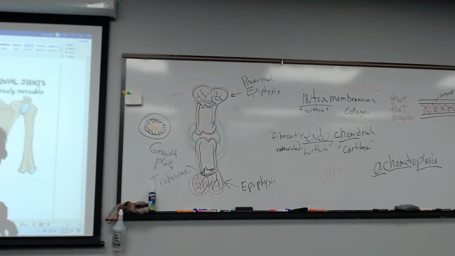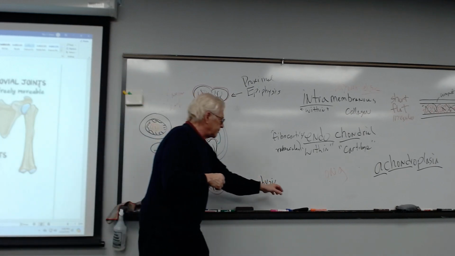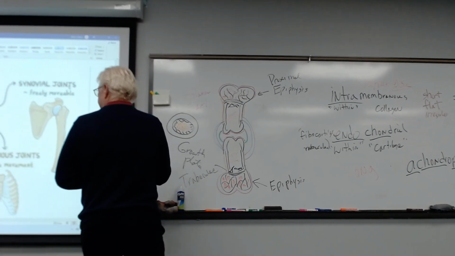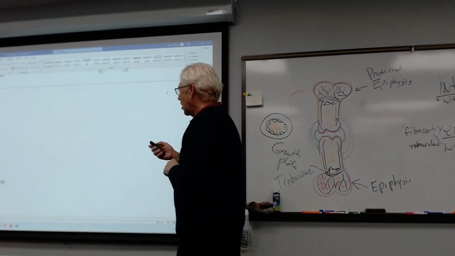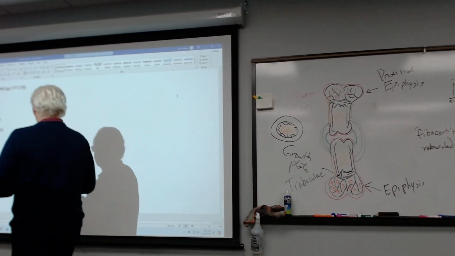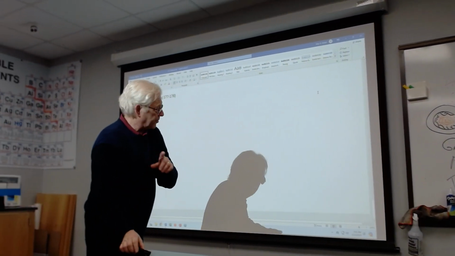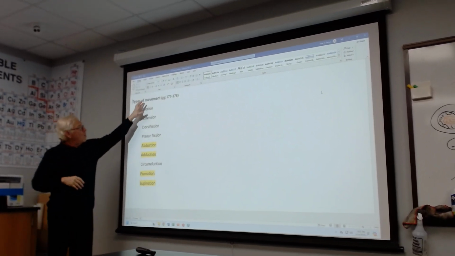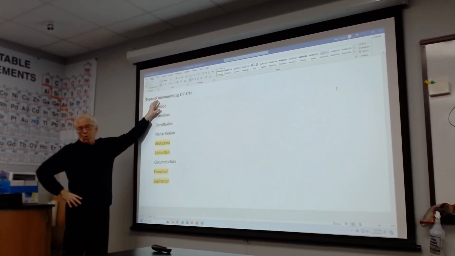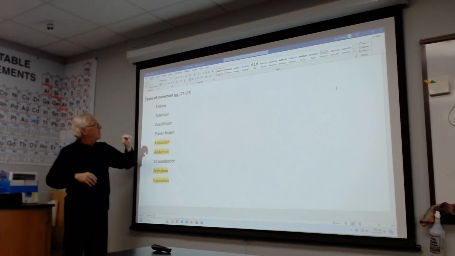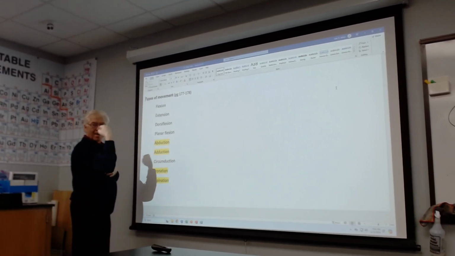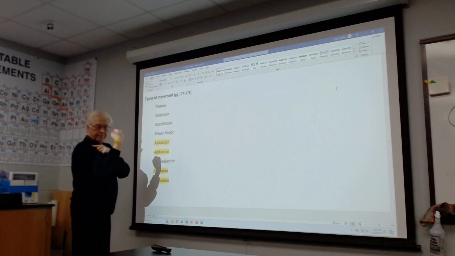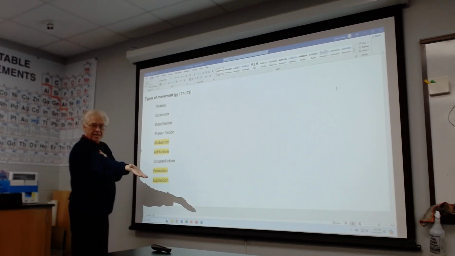Is there anything else? Where's my clicker? There it is. Okay, we'll talk about that better in lab. This is the last thing. How are we going to move these joints? Flexion, make the angle smaller. Extension, make the angle bigger.